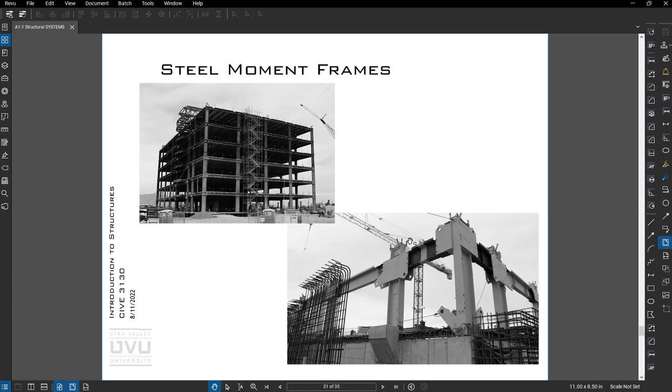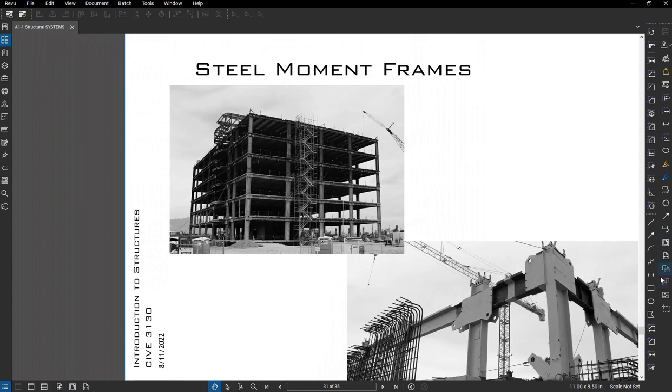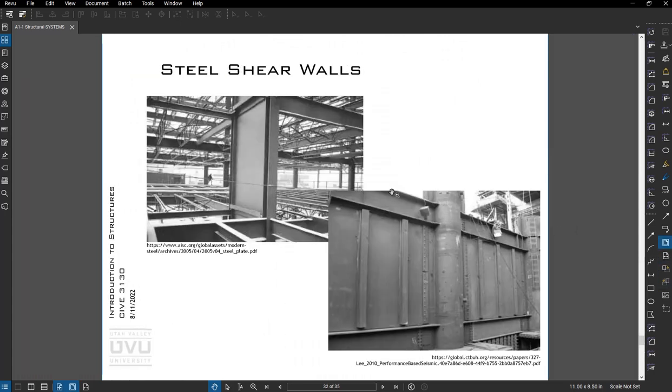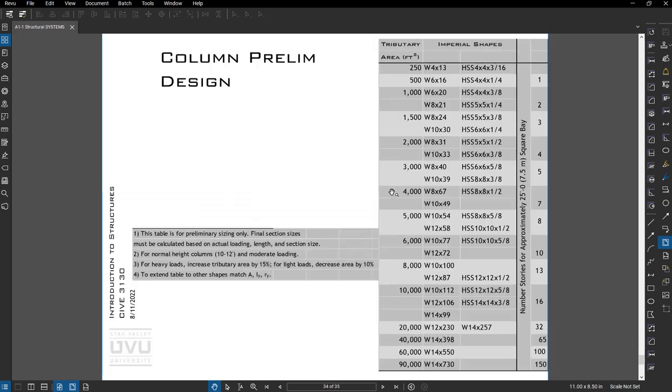Here's a moment frame building that has very heavy side plate type connectors, and then actually this has side plate on it as well. It's kind of hard to see given the scale of the picture. Steel plate shear walls exist, though they're not particularly common. And then like the other materials, here's some preliminary design guidance.